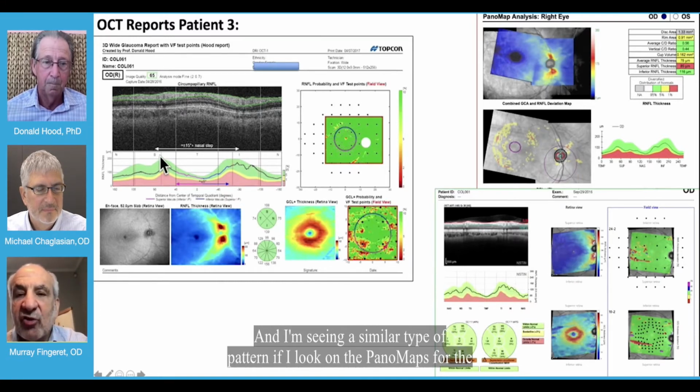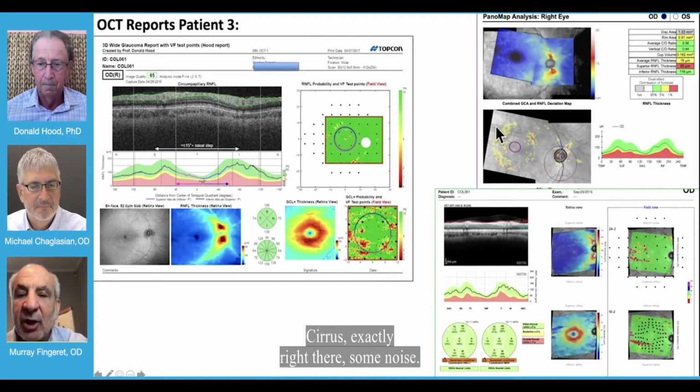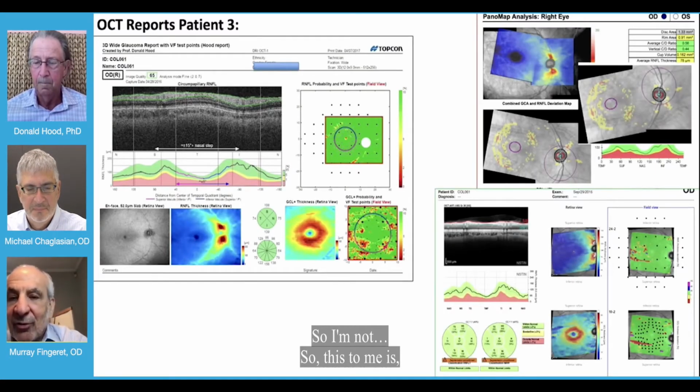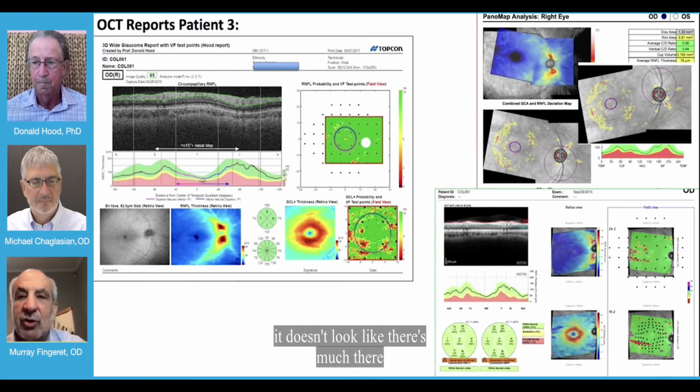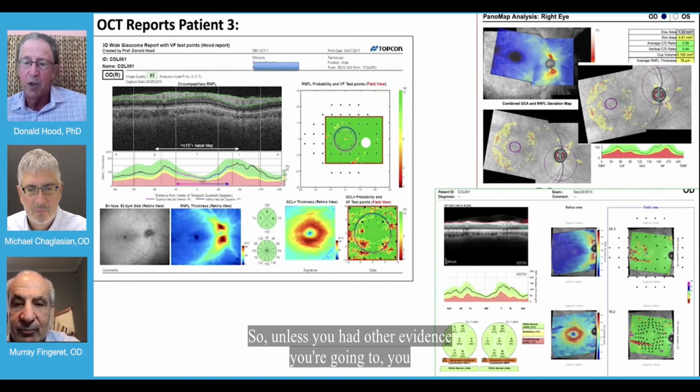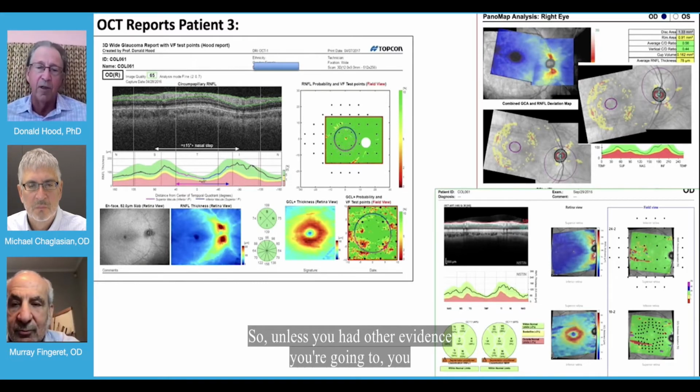And I'm seeing a similar type of pattern if I look on the paddle maps for the serous. Exactly, yeah, right there, some noise. So this to me, it doesn't look like there's much there in my view.